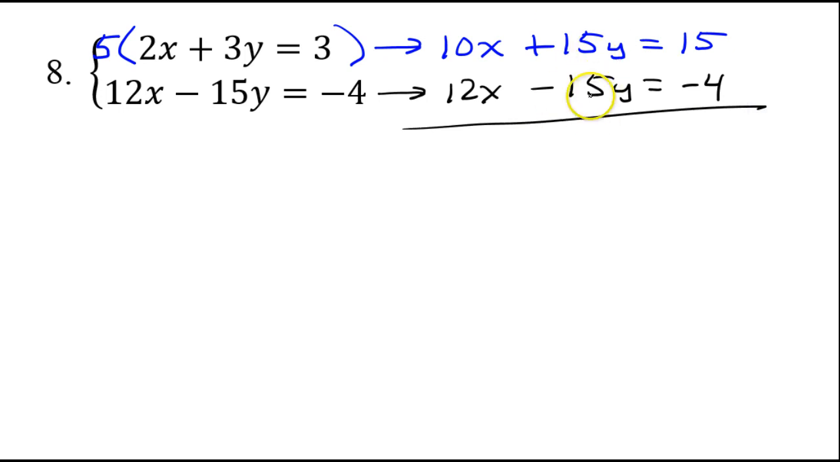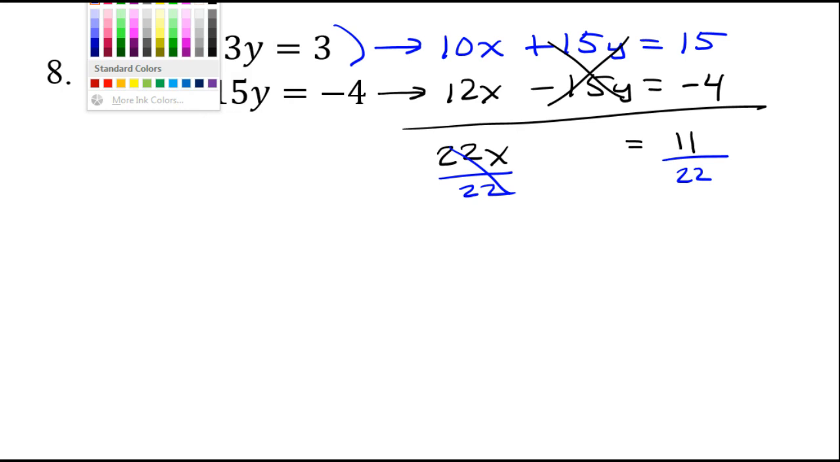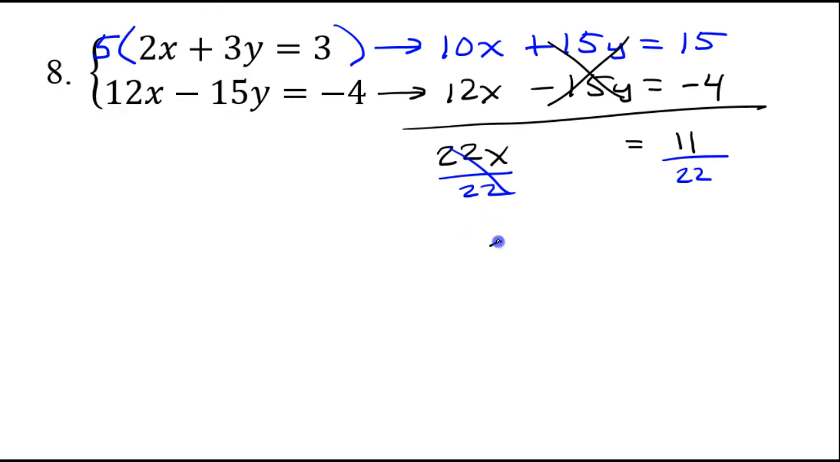Okay, now I have my opposites that cancel. So I'm going to combine these equations. These cancel out just like we planned. And now I have 22x is equal to 11. So if I divide both sides by 22, that's going to give me x is equal to 1/2.